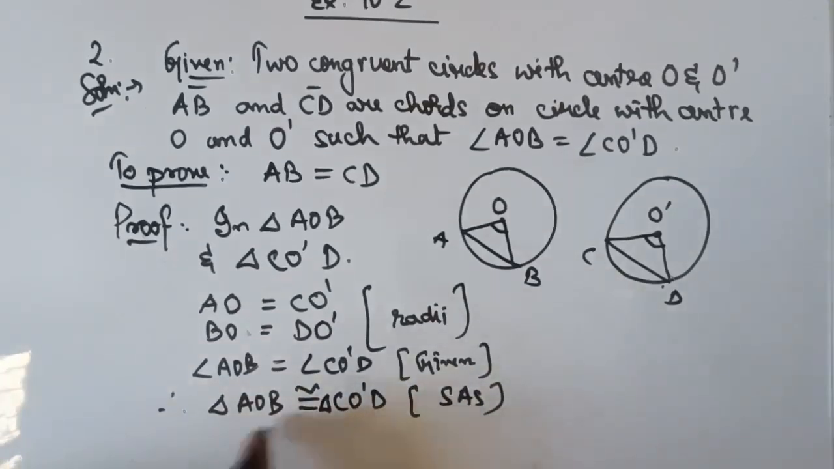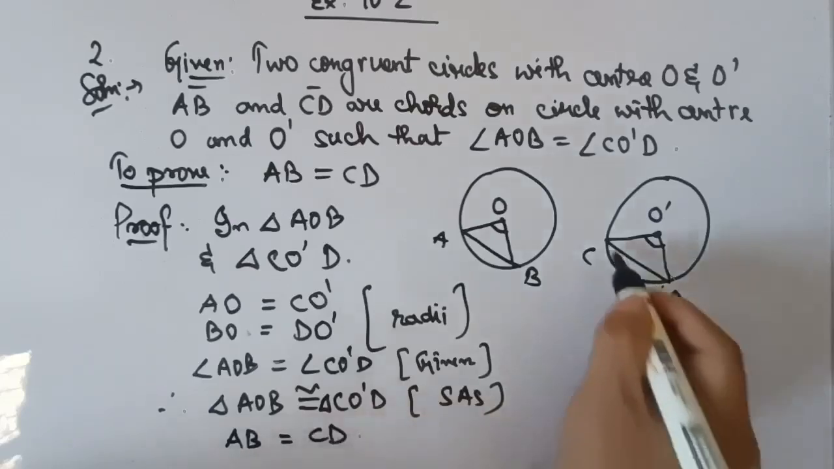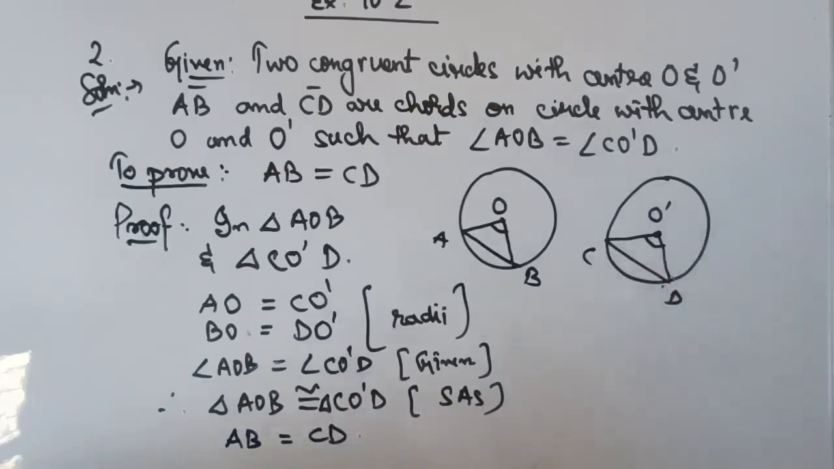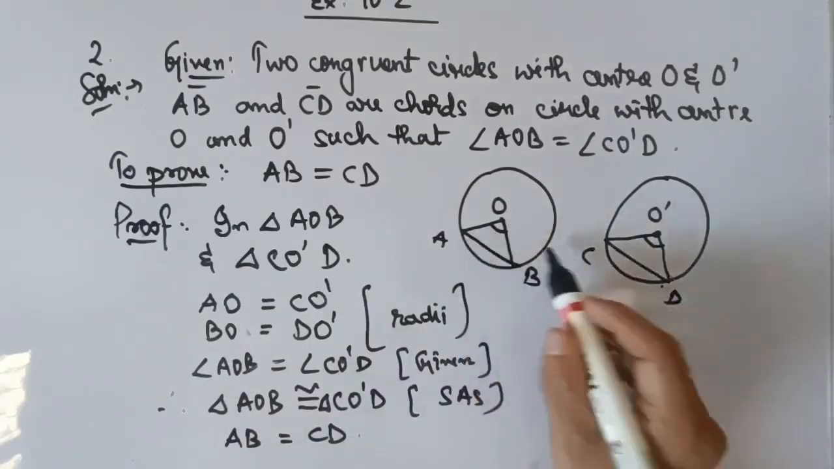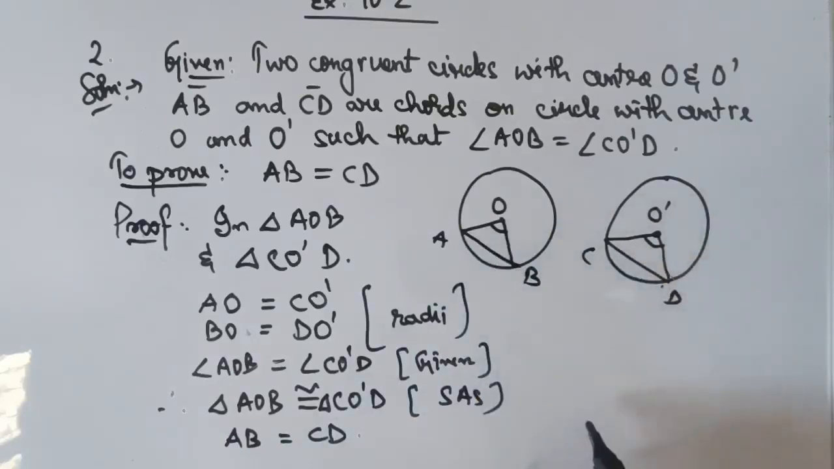So if these two triangles are congruent, then we can say that the side AB is equal to CD, the corresponding side of the triangle. These are nothing but the chords of the two congruent circles. Hence proved.